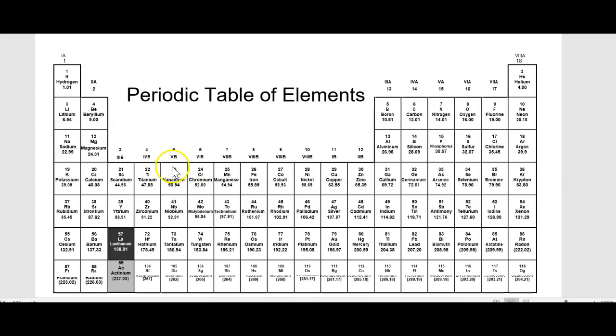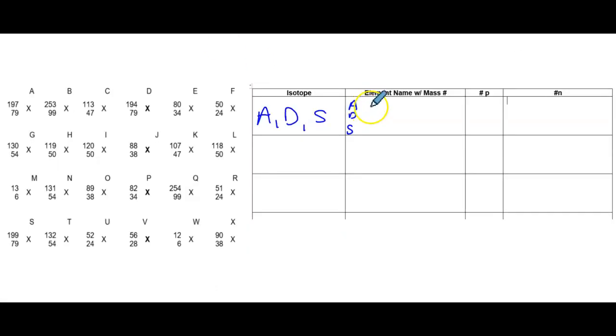So I'm looking for atomic number of 79, and I'm going to see it right here in gold. So then this is going to be gold dash 197, because remember the number after the dash is the mass number, so you write the element name, dash, and that's your mass number. This one is gold, so D is gold 194, and S is gold 199.